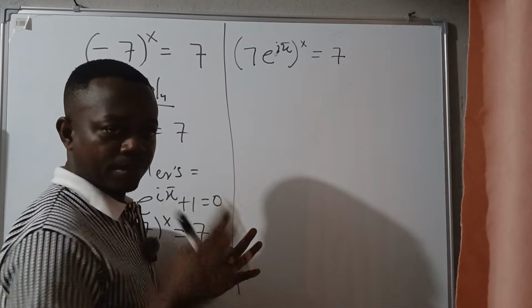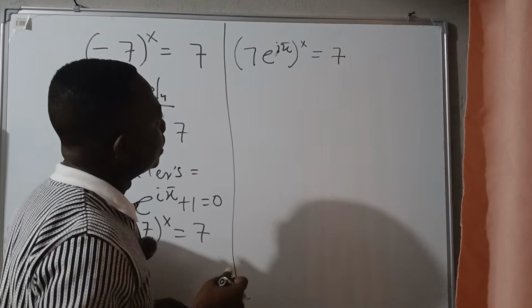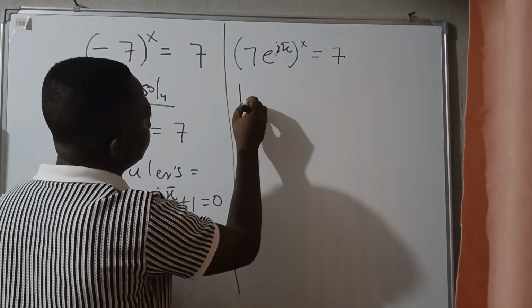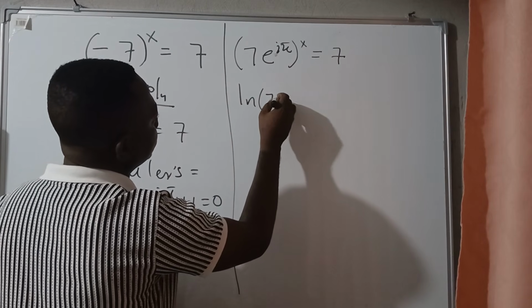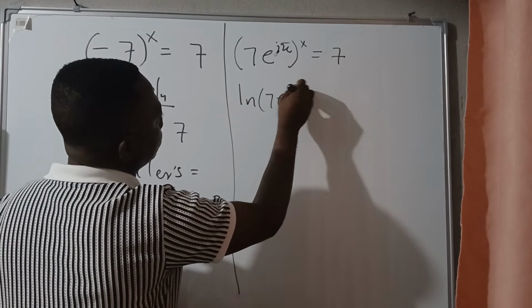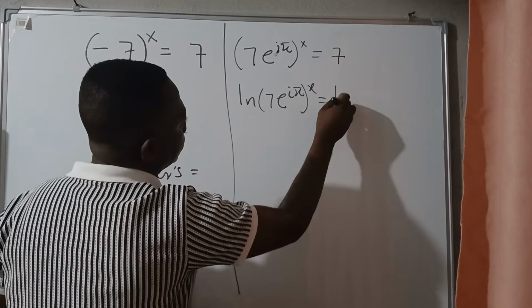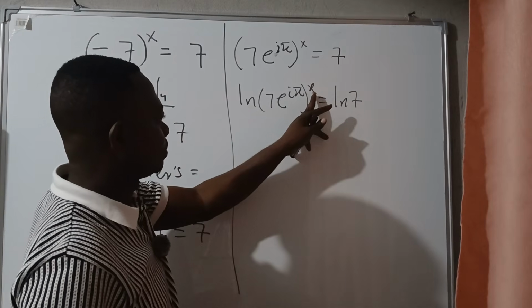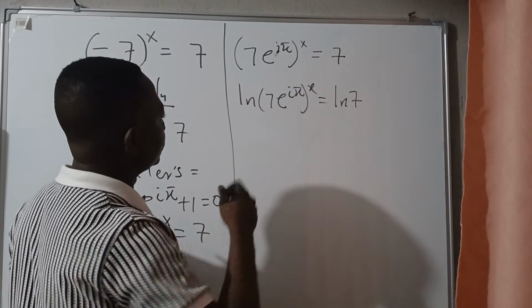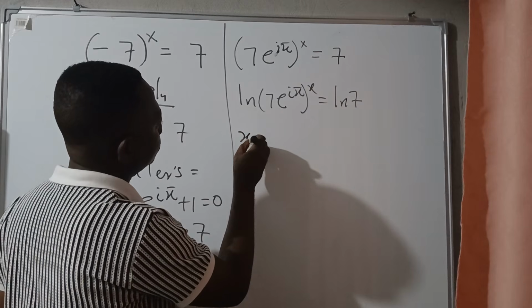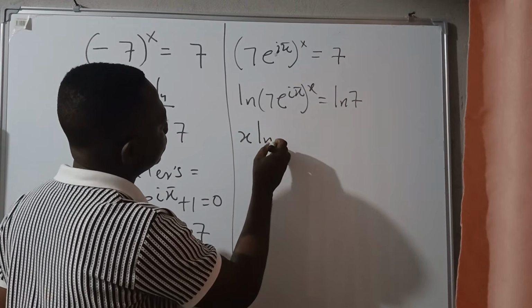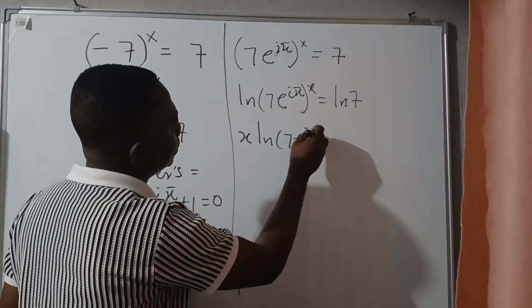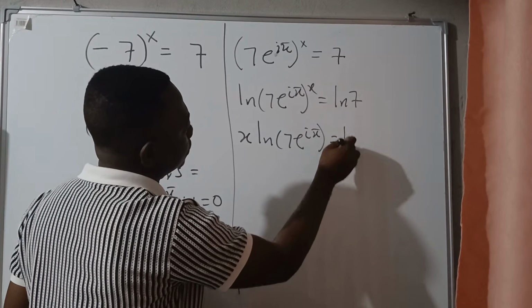So from here we can take log on both sides, and I'll go by the natural log. I'll take ln on both sides. So ln of (7e^(iπ))^x equals ln of 7. I have taken log on both sides. This one is a power rule, so the power will come behind. So the same as x times ln of 7e^(iπ) equals ln of 7.